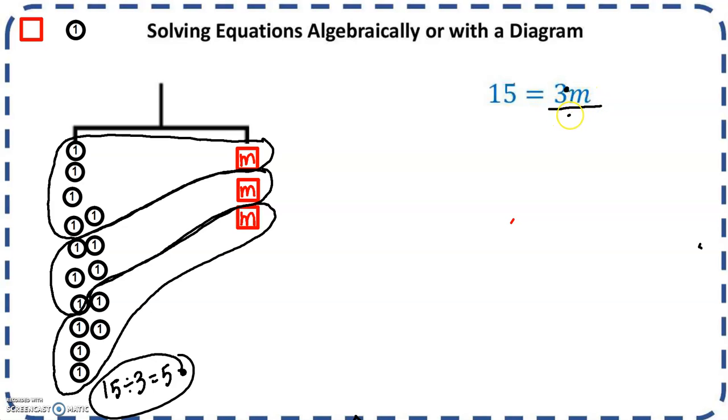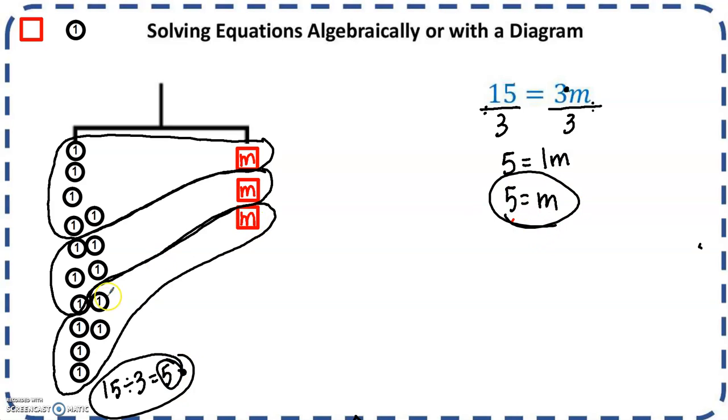So if I divide this side by 3, knowing that a fraction bar means division, I can also divide the other side of my equation or my balance by 3. So if I divide this by 3, 15 divided by 3 is equal to 5. And 3 divided by 3 is actually 1m. But 1 times anything is itself, so 5 is actually equal to m. Isn't that the same answer that we just got? One of these m's matched up with 5 separate ones.